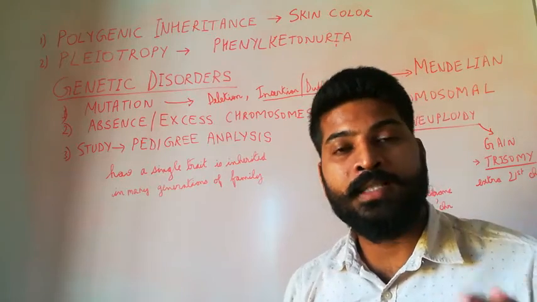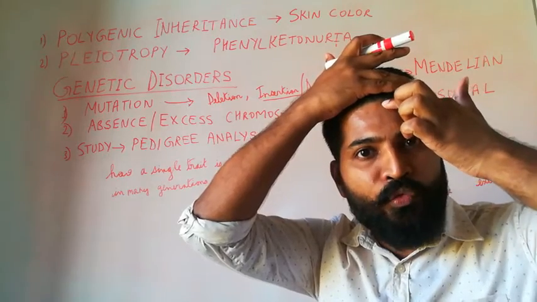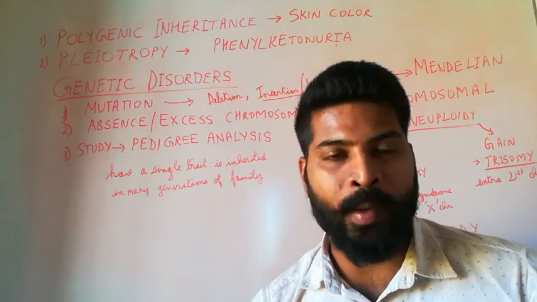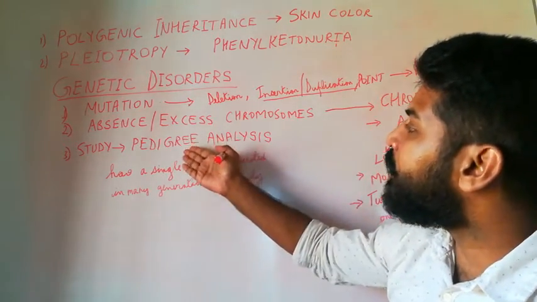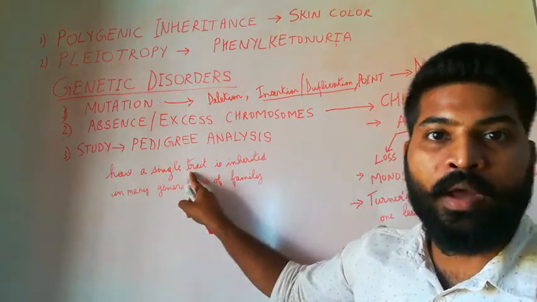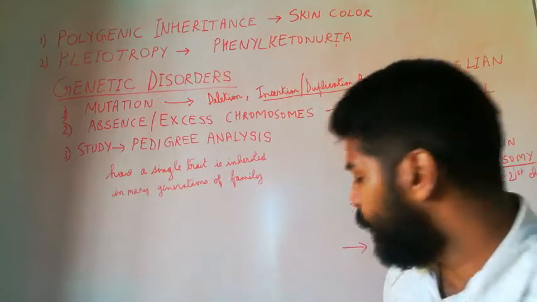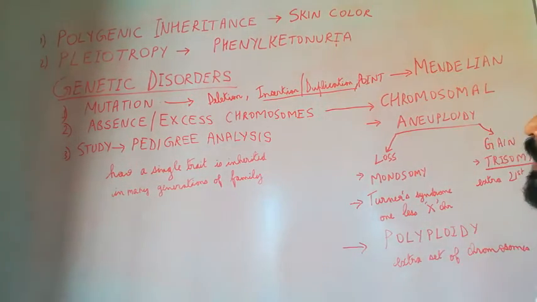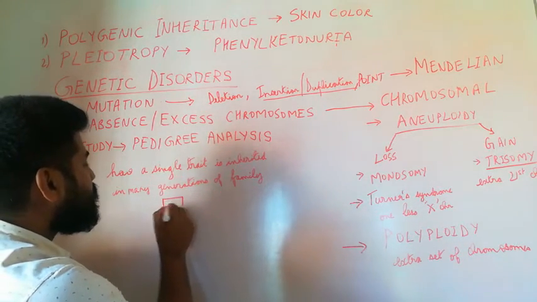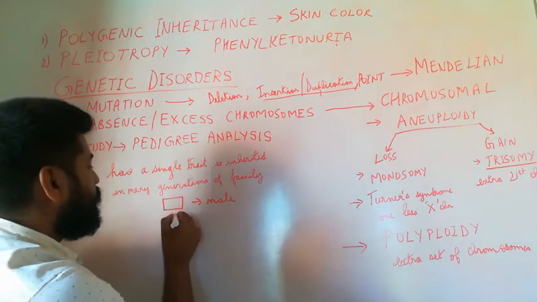There is another trait called widow's peak, where near the forehead you see a distinct V mark like this. Some individuals have it, some individuals don't. So, with the help of a pedigree analysis, we can track how a specific trait or a disorder is passing across different generations in a family. To do this, we require certain symbols. This is a symbol for a male. It is mentioned in the textbook.